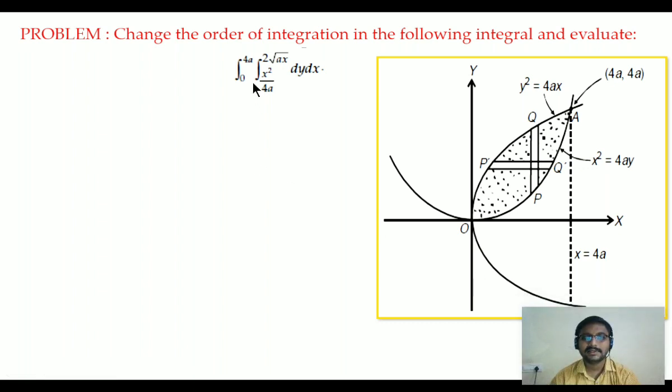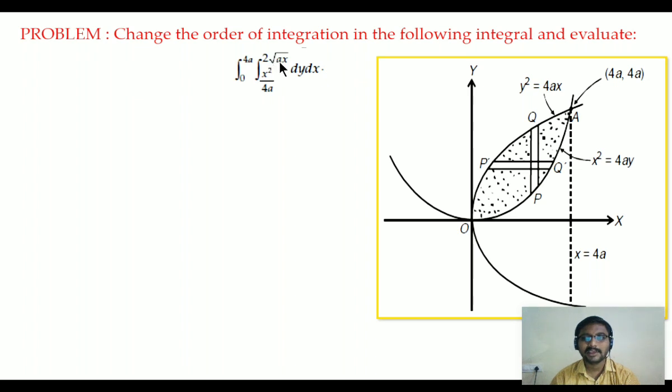So clearly we will see here y equal to x square by 4a is the lower limit. y equal to x square by 4a means x square is 4ay. So x square equal to 4ay is a parabola which passes through the origin and is symmetrical about the y axis. We have drawn it by using the lower limit.